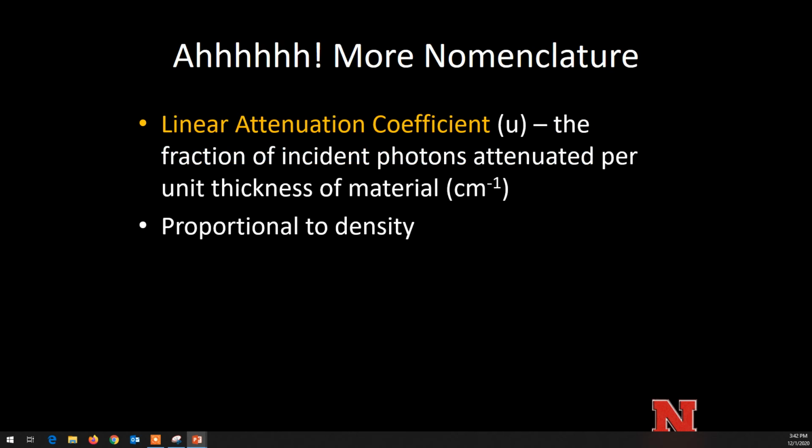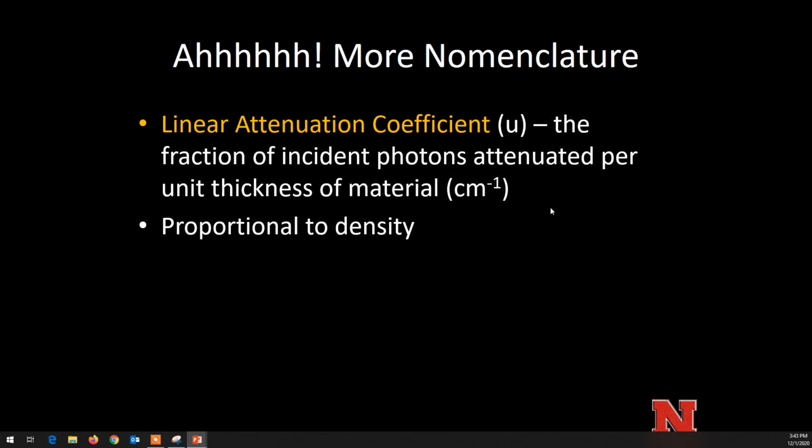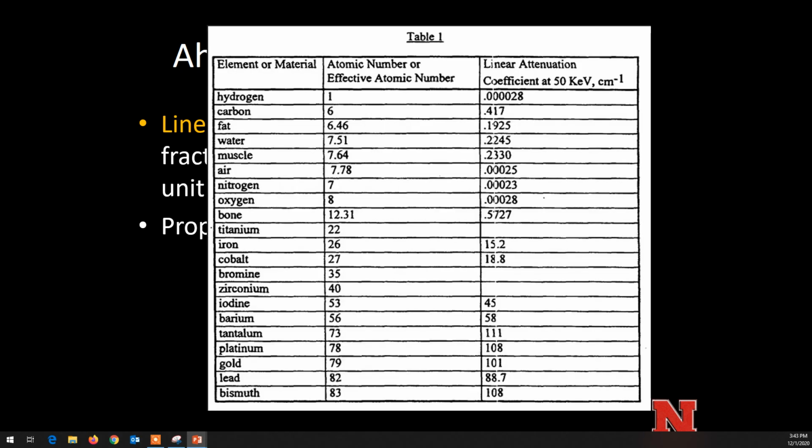More nomenclature. The linear attenuation coefficient, otherwise known as the Greek symbol mu, is the fraction of incident photons attenuated per unit thickness of material. So this is proportional to density, and it's kind of intuitive to think about it. If you take iron, for example, iron is very dense and has a very high linear attenuation coefficient. It's going to attenuate or absorb a lot of the incident photons per unit of thickness. X-rays are not going to move through that very efficiently.